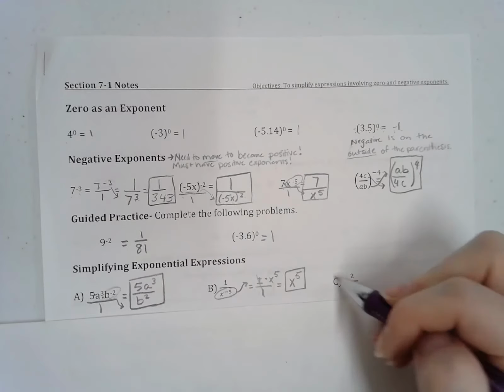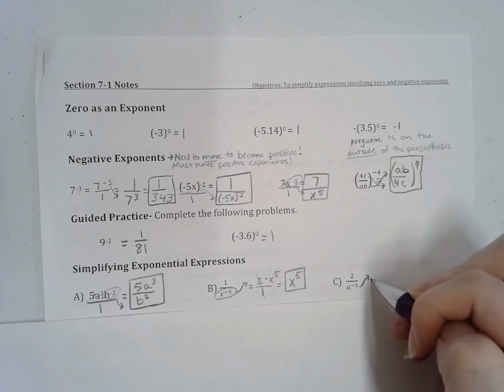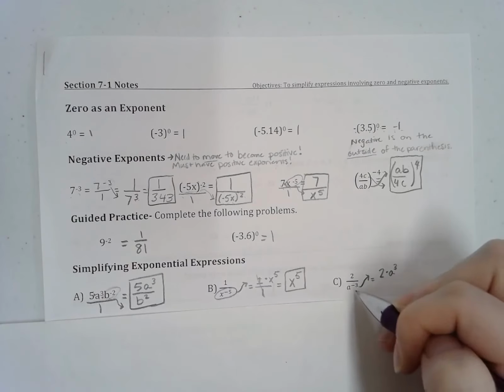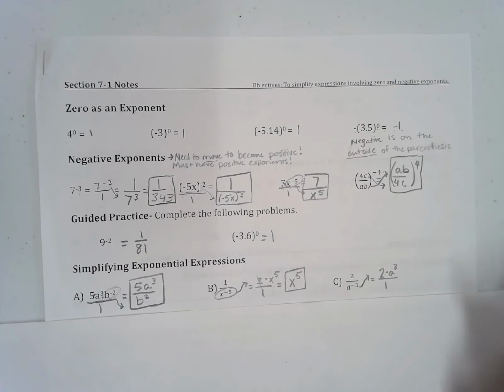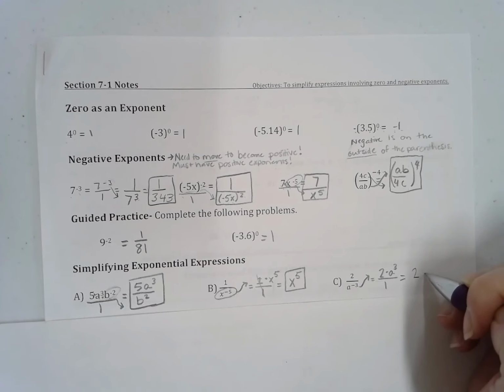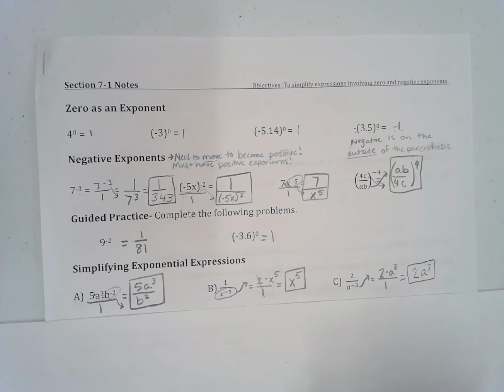This next part, I have to move the a up because it has the negative exponent. So it'll be 2 times a to the positive third, because I moved it up, over, now because I moved this up, I have a placeholder of 1. Now I need to simplify. Anything over 1 is just itself. So this is just 2a to the third. And that's your final simplified answer.